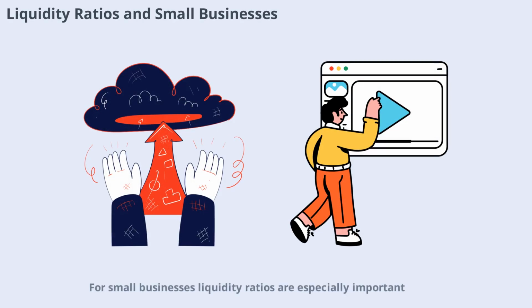For small businesses, liquidity ratios are especially important. Smaller firms often have less access to credit and need to manage cash carefully. Regularly tracking liquidity ratios helps small business owners avoid cash flow problems and keep their operations running smoothly.